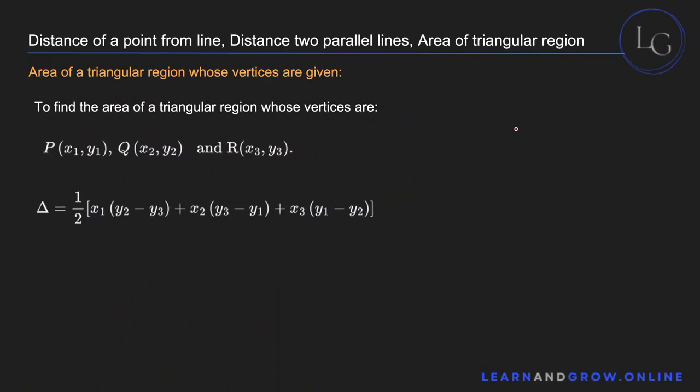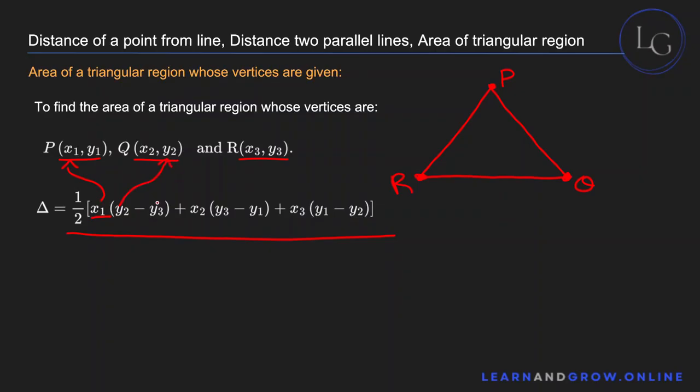So if you have a triangle, right, and the coordinates of its corners are given to you, right? So this is point P, point Q, and point R, right? And these are the coordinates of P, Q, and R respectively. Then all you need to do is use this formula, half of x1, which is this, y2, which is this, minus y3, which is this, right?